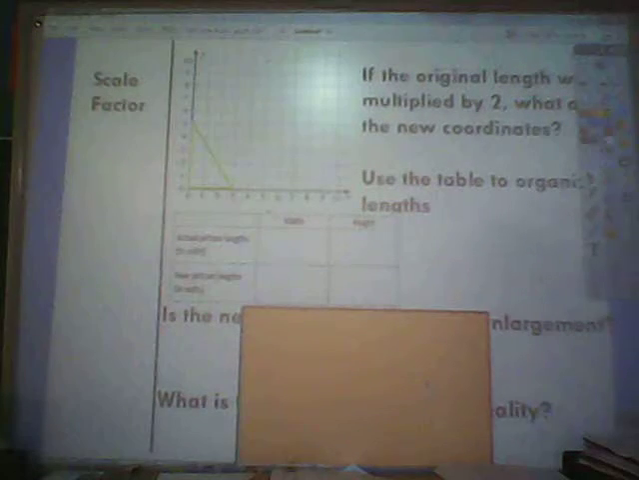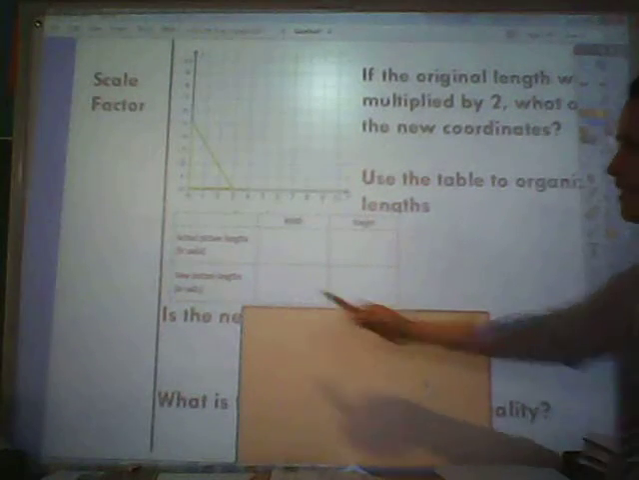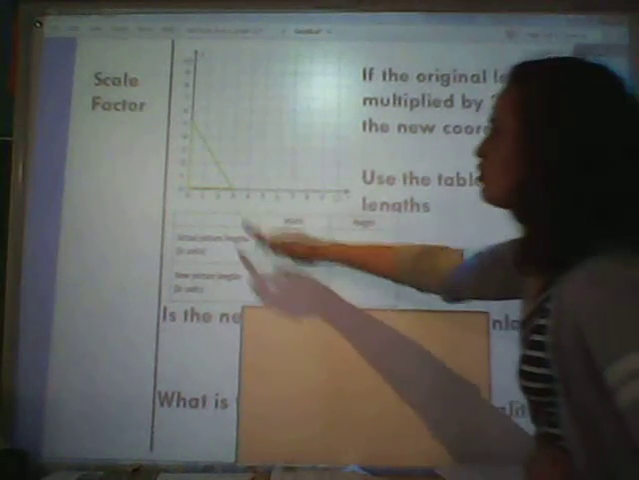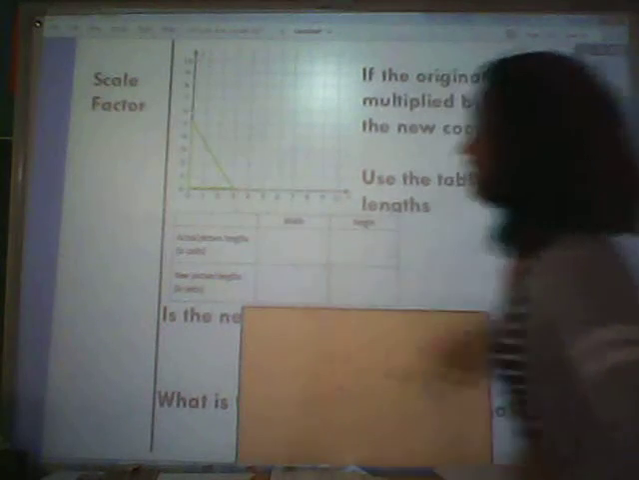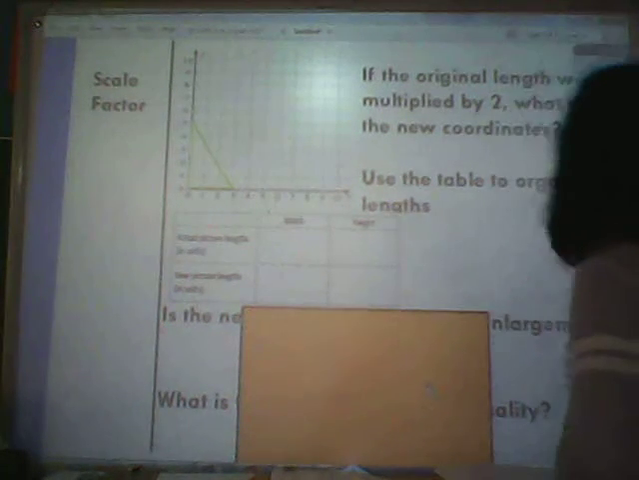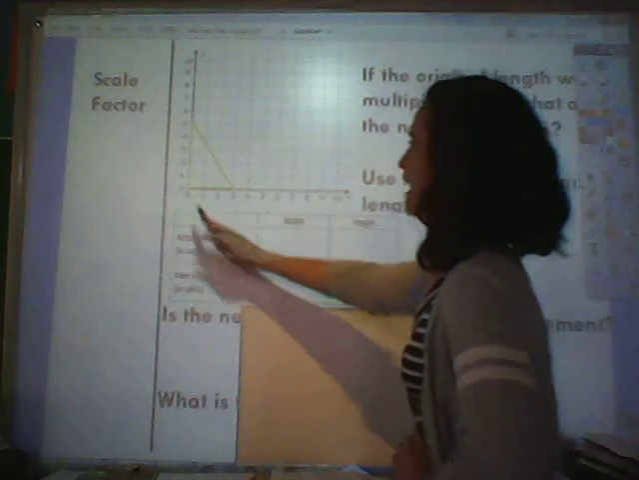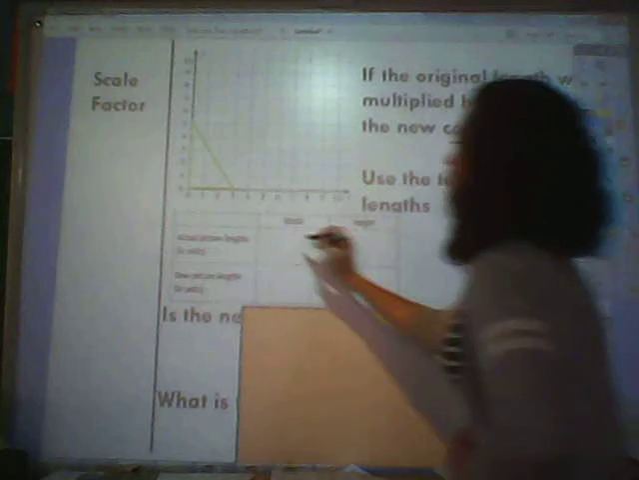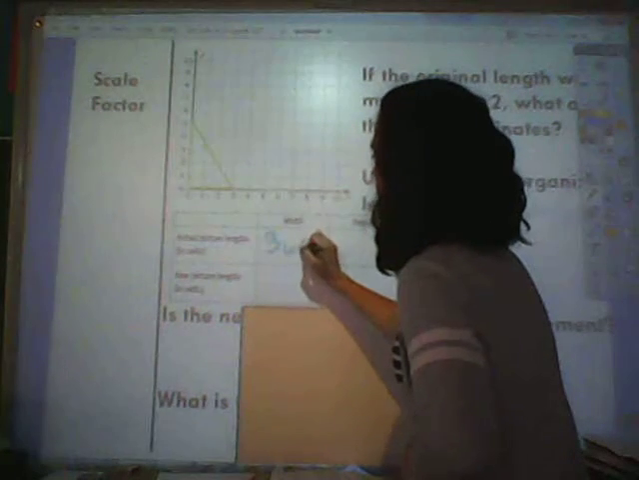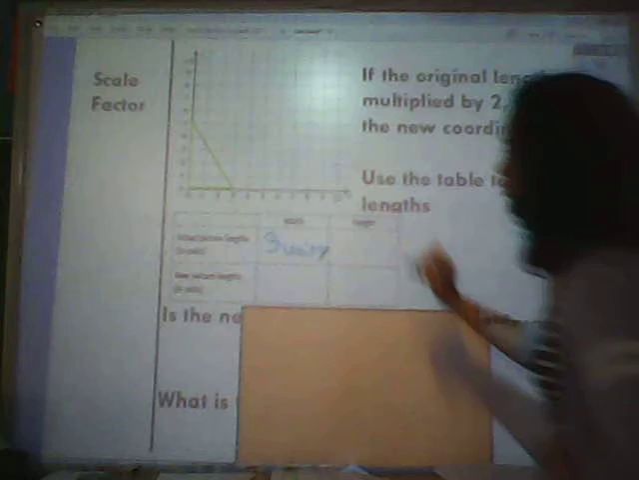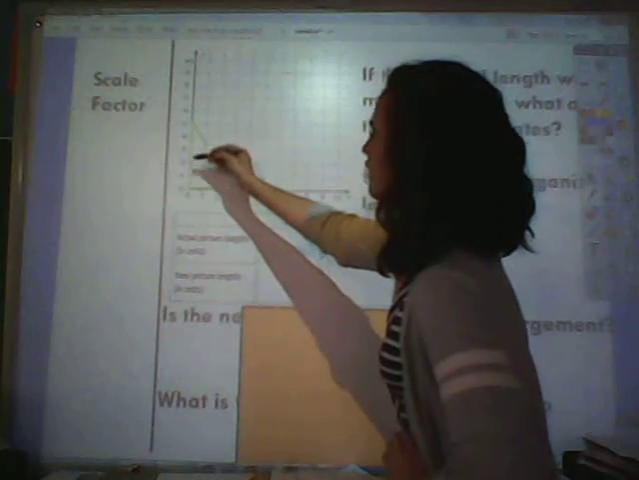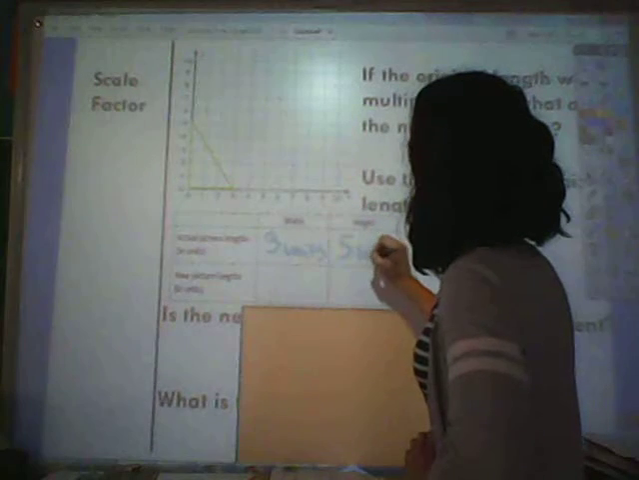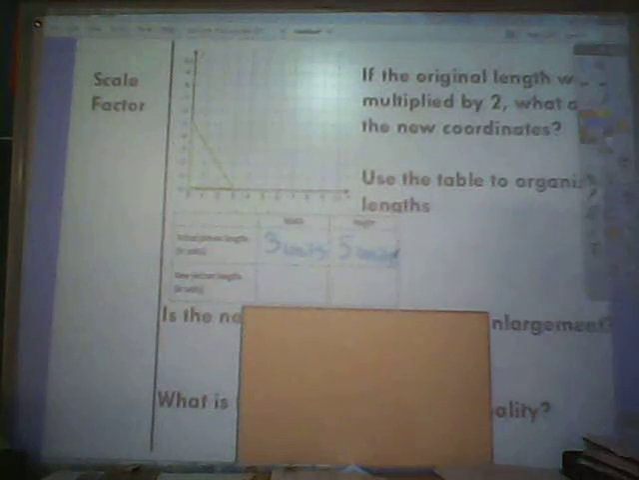So, if I look at this table here, it says actual picture and then my new picture. My actual picture is what is here. It's my original, okay? So the width or length, how long is this triangle? Let's count. 1, 2, 3. It's 3 units long. And how tall is it? The height. 1, 2, 3, 4, 5. It is 5 units tall.